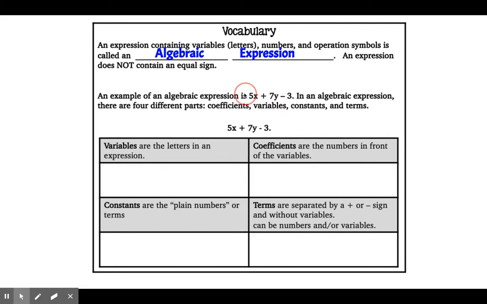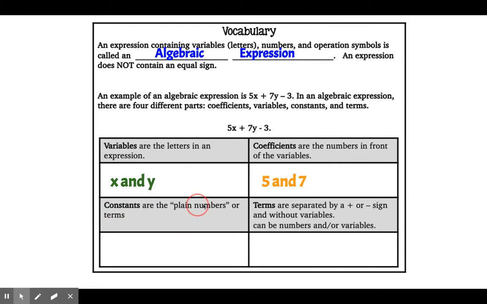There are different parts of an algebraic expression, so let's go ahead and unpack that. We have coefficients, we have variables, constants, and terms. There are four parts there. Our variables are the letters in our expression. In my example, 5x plus 7y minus 3, I have x and y as my variables. I have two different variables. My coefficients are the numbers in front of those variables. So in front of x, I have 5, and in front of y, I have 7. So those are my two coefficients, 5 and 7.